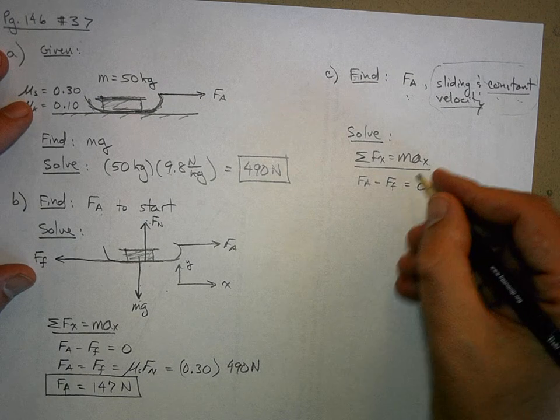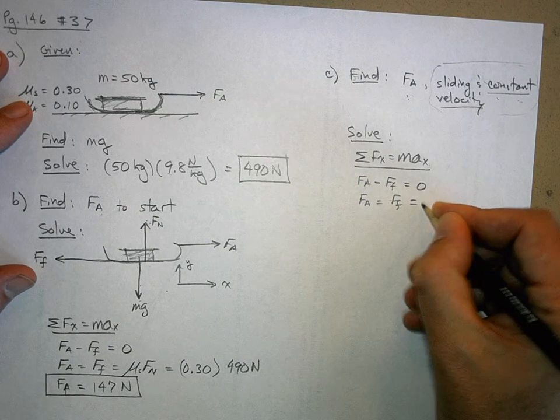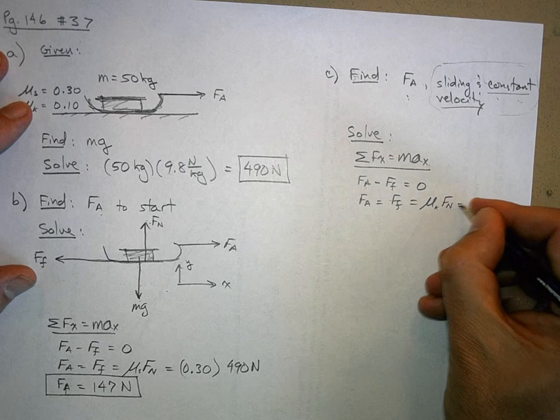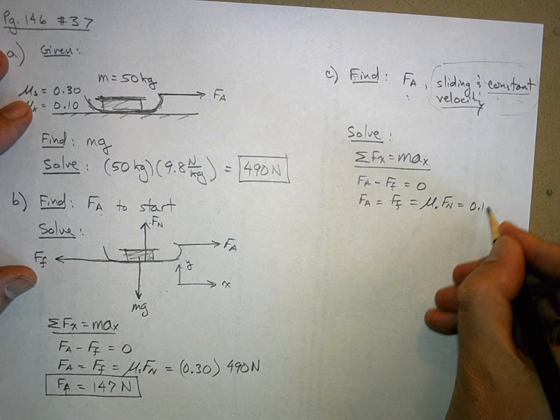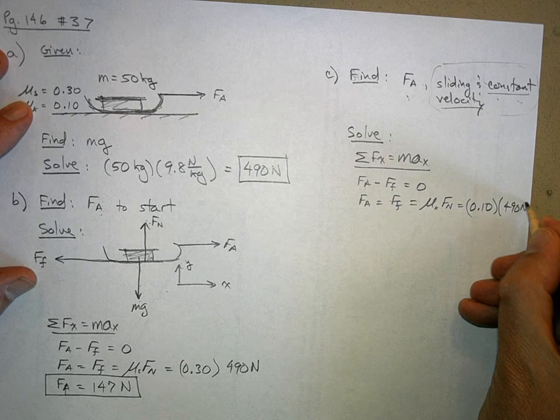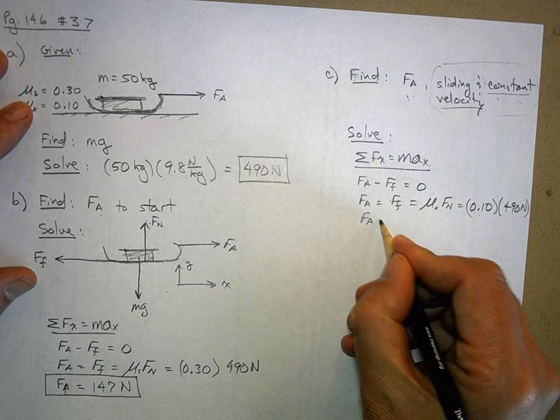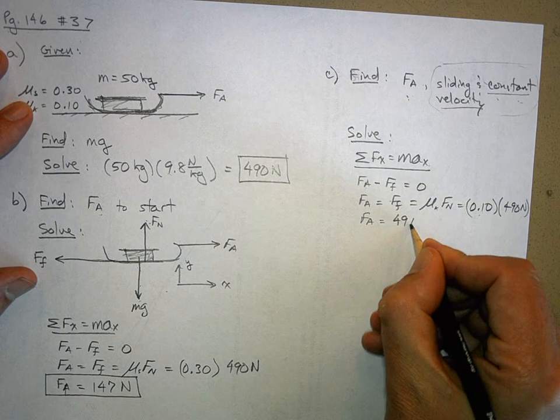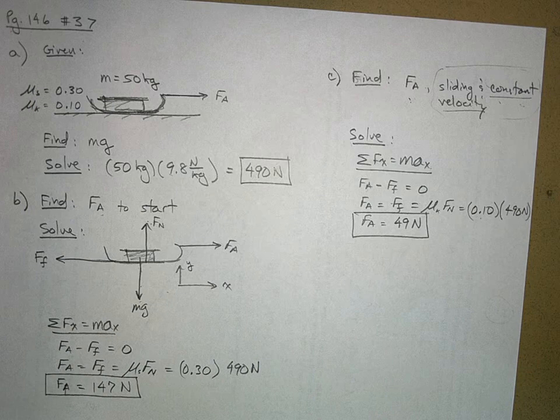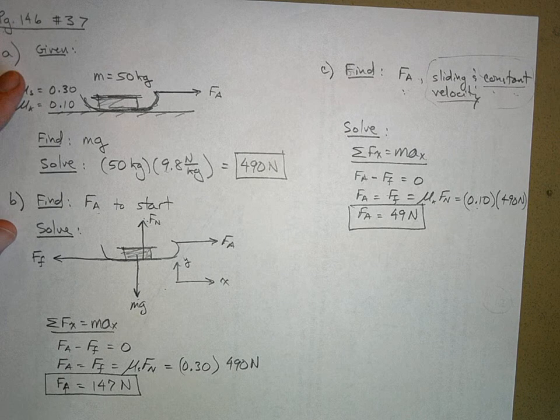So that just means that my applied force, once again, is equal to my force of friction, which is equal to mu sub k times the normal force. And this is 0.10, and the normal force is 490 newtons. And I don't need a calculator for that. The applied force will be 49 newtons. And that's my answer. Any questions on that one?